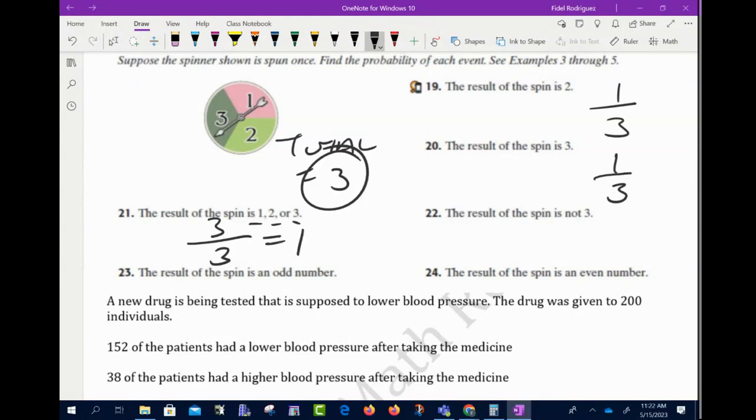The whole thing. So remember what this is asking me. What's the probability that I'm going to get a 1, 2, or 3? Because those are my only options, right? We're guaranteed to get a 1, 2, or 3, right? Okay, look at the next one.